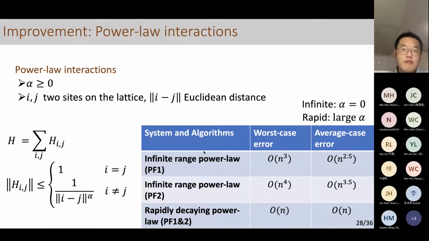In this case, both in the first order and second order product formula method, we have a square root of n reduction. Another case is when this alpha is quite large. It means the interaction will rapidly decay. For two sites far from each other, they don't have strong interactions. In this case, for the asymptotic scaling, both in the worst case and average case, they are linear with n. So we don't have an improvement in this asymptotic scaling.